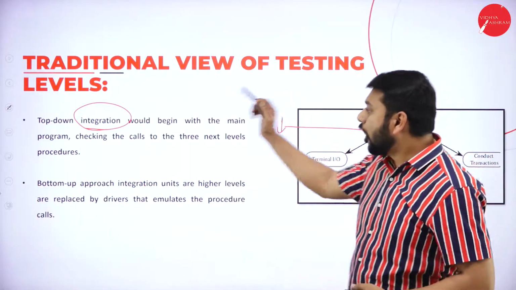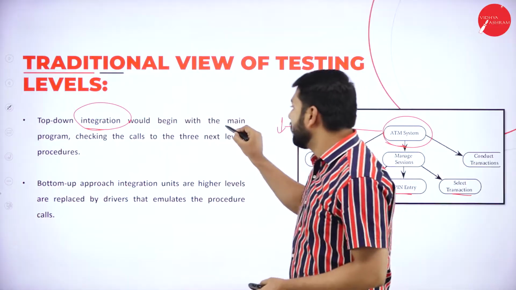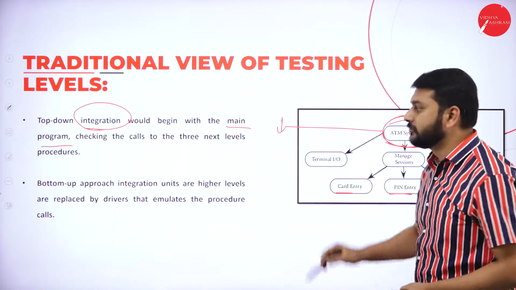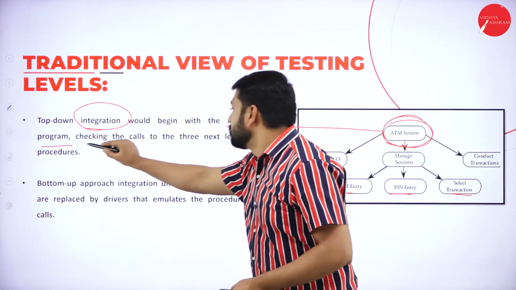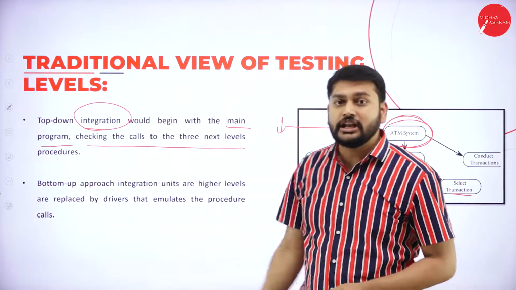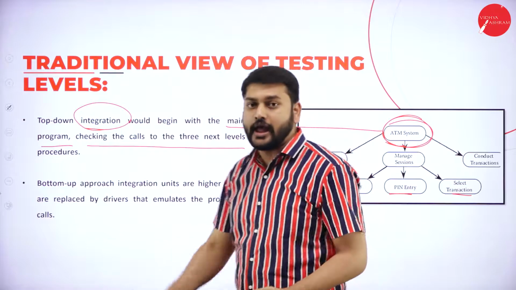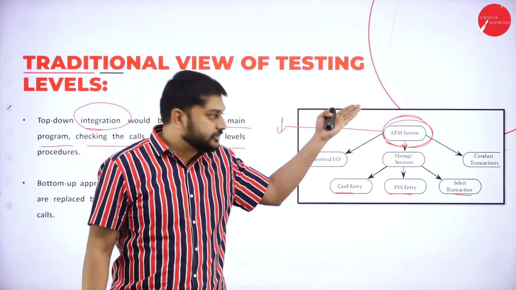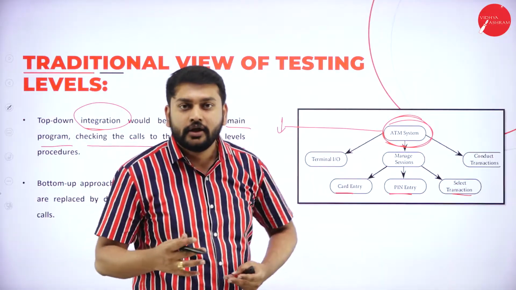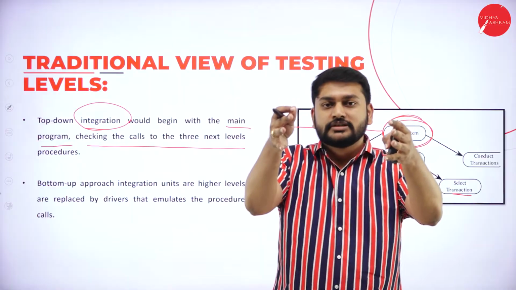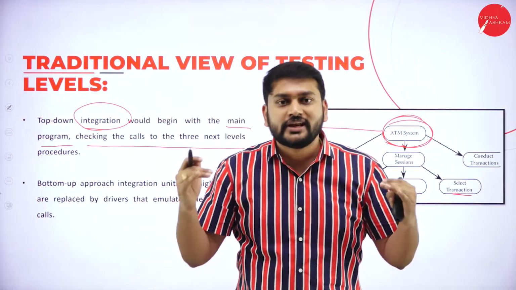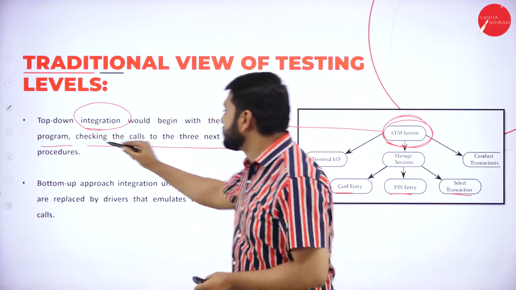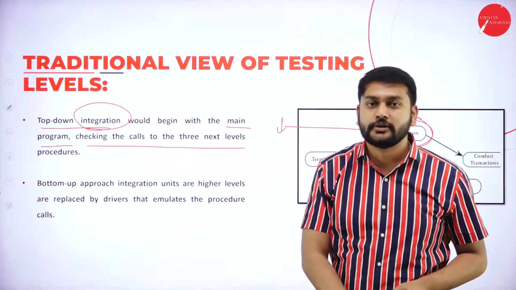So guys, top-down integration would begin with the main program. The main program here is the ATM system. Then I check the calls to the next three levels, whatever procedures I have. I will be checking the next levels, whatever I have. If you are integrating this way, first you take the main system and then you go for the next levels. This way, I will call that top-down integration.